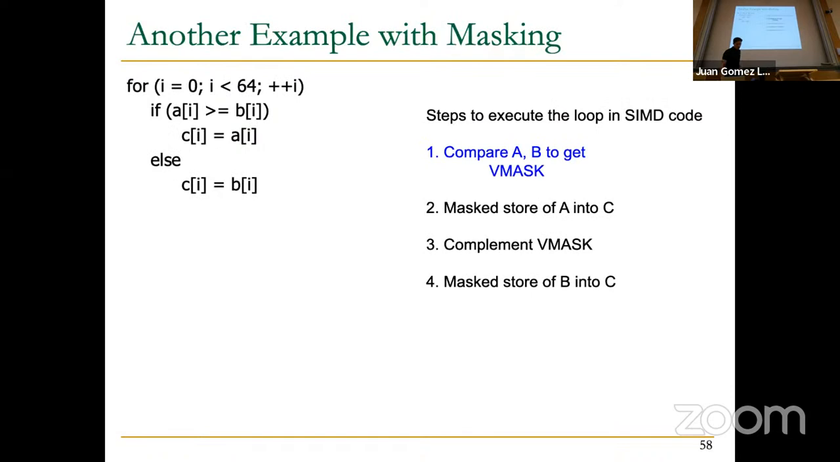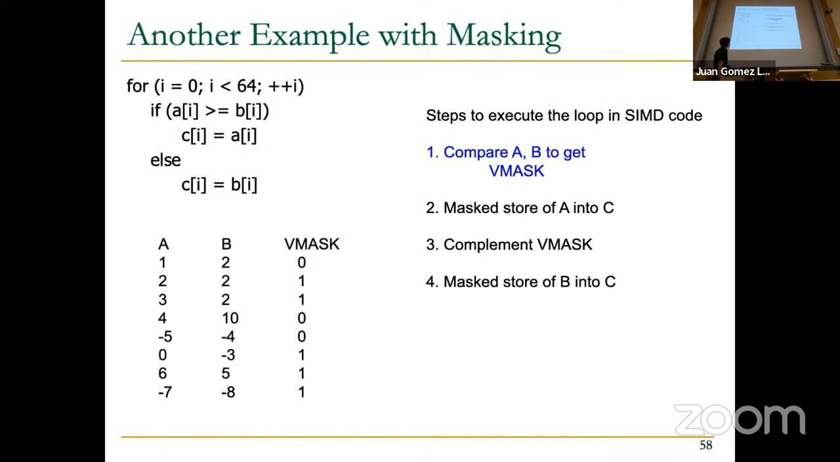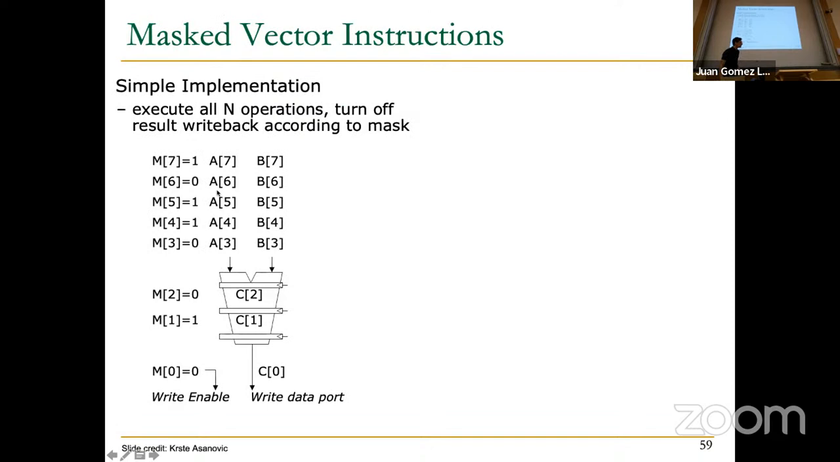And here you have another example, in this case more complex because we have if and else. We calculate the mask, first of all, comparing the element of A and the element of B. We obtain the mask for this computation here. After being done with the if statement, we complement the mask. We flip all the bits in the mask, and then we go to the second part, to the else. So that's a predicated execution. As we will see tomorrow, this is used by GPUs as well.